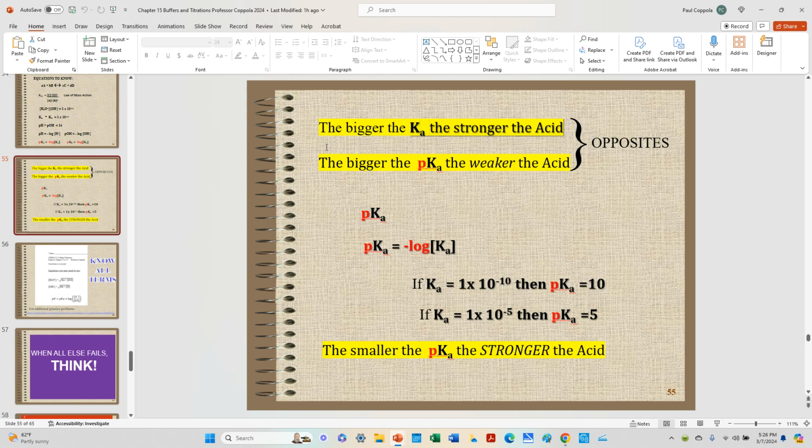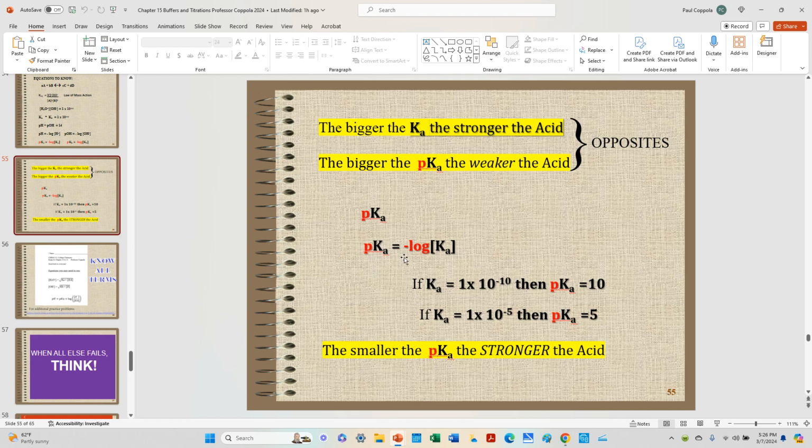If you have a question involving Ka and pKa and comparing them, here's something I want to emphasize. The bigger the Ka, the stronger the acid. All right? However, the bigger the pKa, the weaker the acid. So a bigger pKa means a weaker acid. Now let's see why that's true.